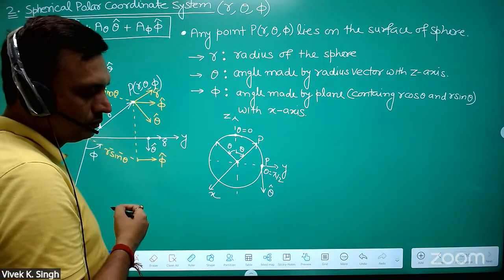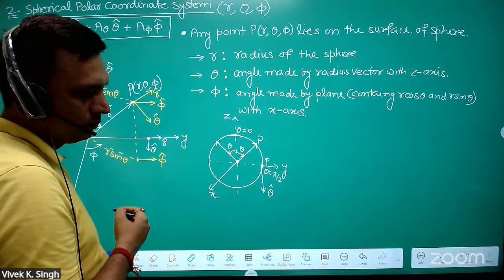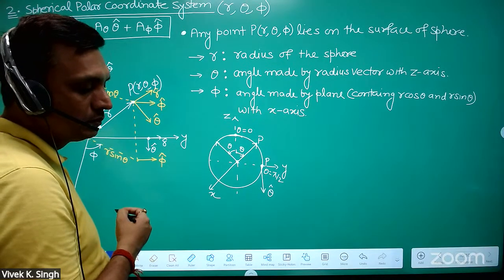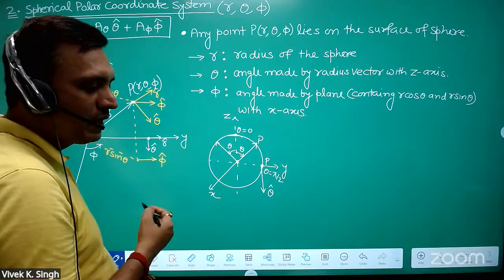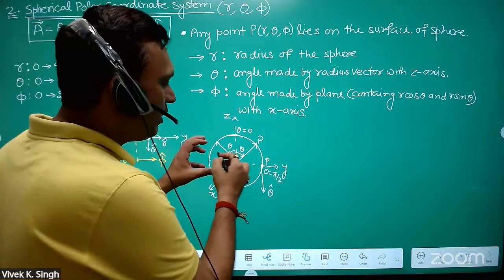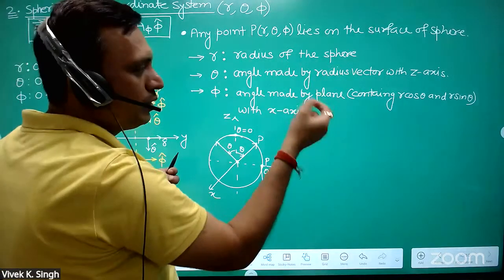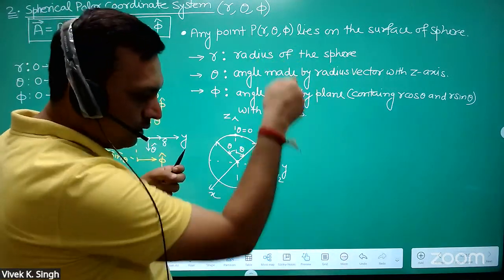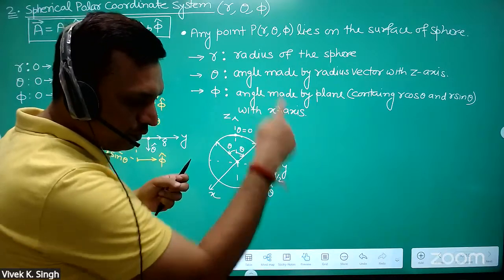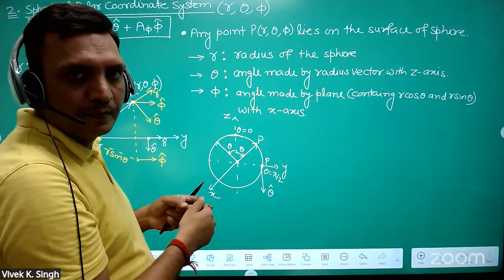If you have a sphere, at any point P there will be the r cap direction. So at that point, just draw a tangent at that point. So that will be the direction of theta cap.